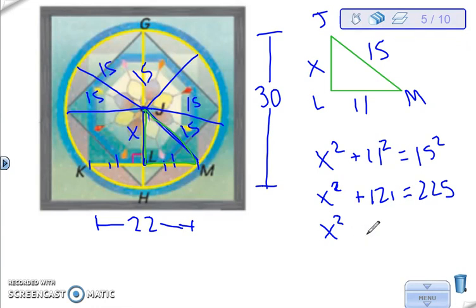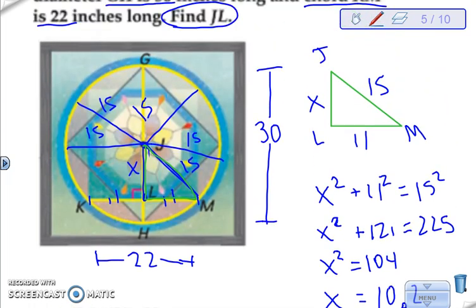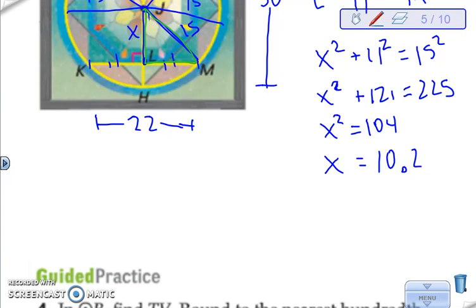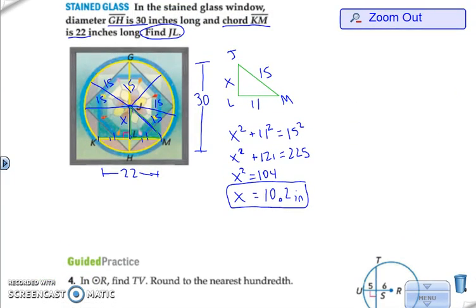x squared is going to equal 104. So we take the square root and we should get that x is about 10.2. x was equal to JL, and they told us that each segment was measured in inches. So there we go. So again, the trick is to remember that the radius can go to any point on the circle. So usually when we're looking for missing lengths, we draw the extra radius or diameter, and then that will set up a right triangle.